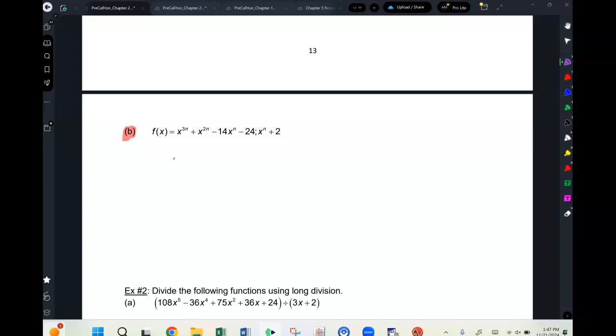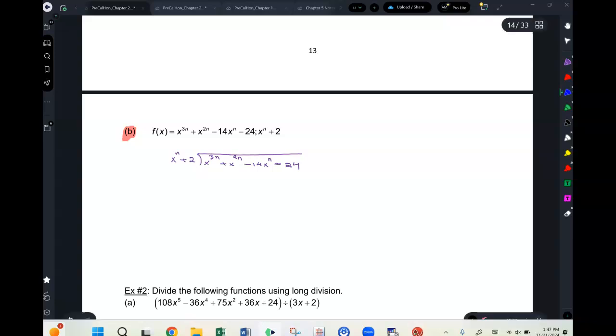This is a factor, x to the n plus 2. Here we have x to the 3n plus x to the 2n minus 14x to the n minus 24. Let's take a look at the exponents: 3n, 2n, 1n, 0n. We're good. Now, the algorithm is the same. Remember, in math, it doesn't matter what the numbers look like. The process is always the same.